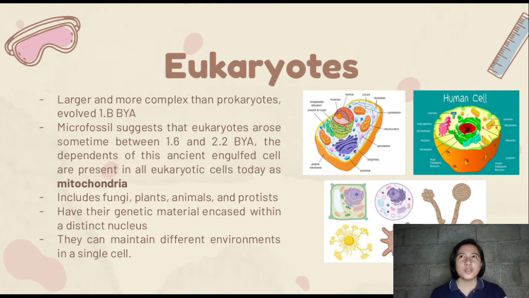And the symbiotic theory explains that microfossils suggest that eukaryotes arose sometime between 1.6 and 2.2 billion years ago. The dependence of these ancient engulfed cells are present in all eukaryotes and it is the mitochondria. Eukaryotes include fungi, plants, animals, and protists. They have their genetic material enclosed within a distinct nucleus. They can maintain their environment in a single cell.